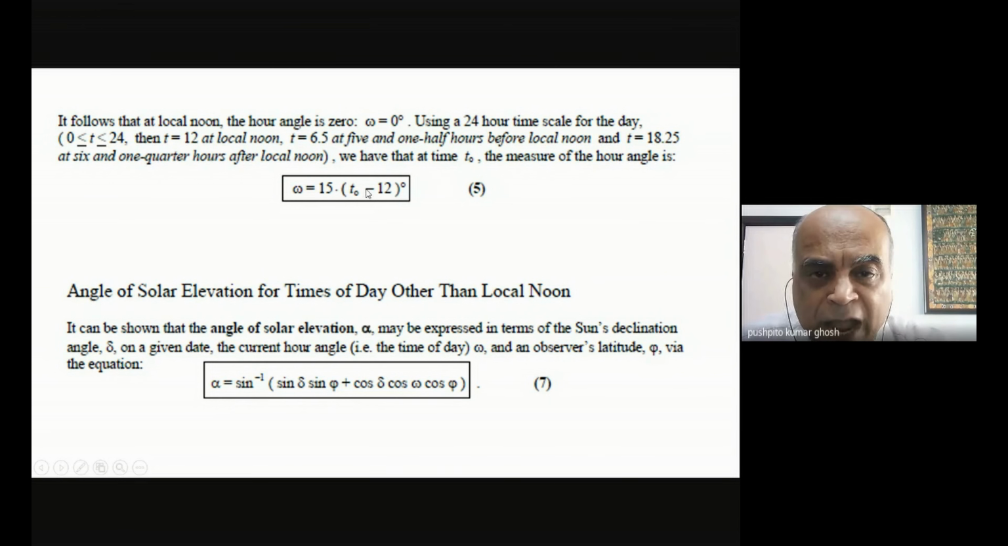If t is greater than 12, then my hour angle will effectively be positive. And if t is less than 12, my hour angle, omega, will be negative. That's all it is.